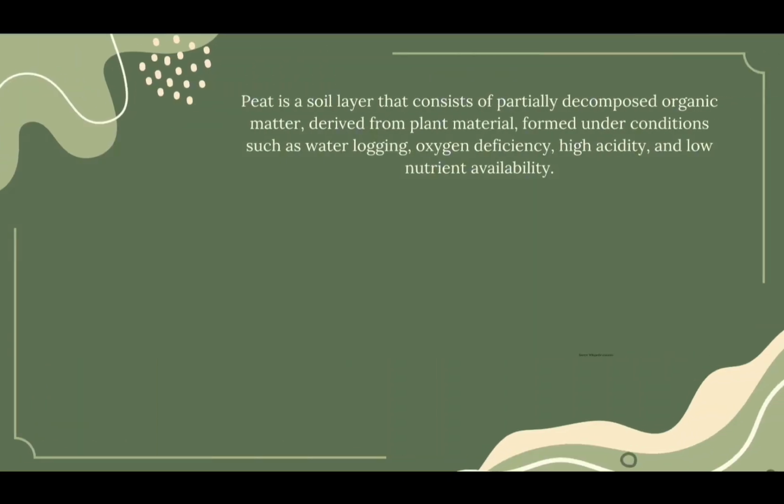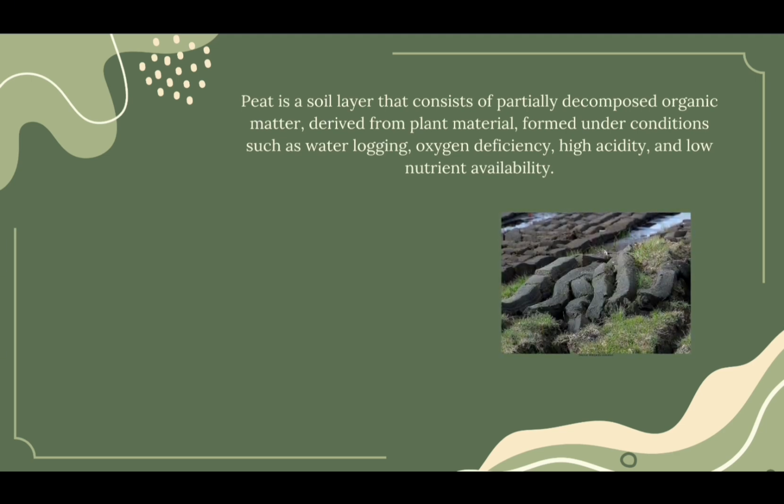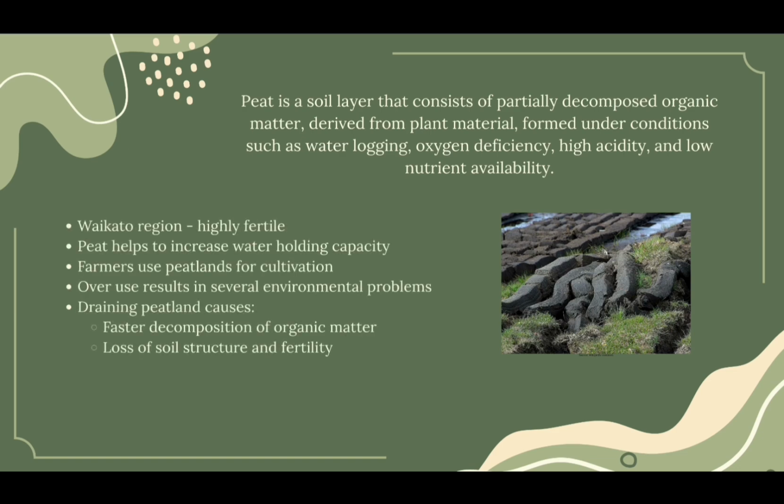Peat is a soil layer that consists of partially decomposed organic matter, mainly derived from plant material, which forms under conditions such as waterlogging, oxygen deficiency, high acidity, and low nutrient availability. It is mainly formed from small plants like herbs, shrubs, etc. The Waikato region is famous for its fertile soil and productive farmland. This region, among the other regions, has the largest area of peat in New Zealand.